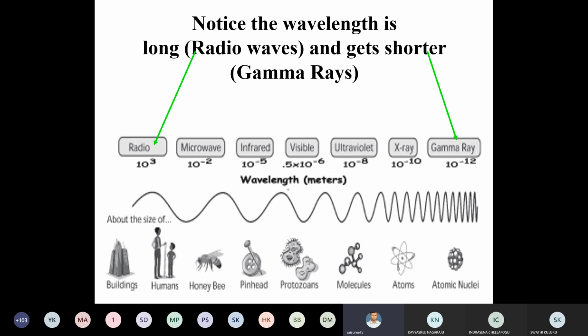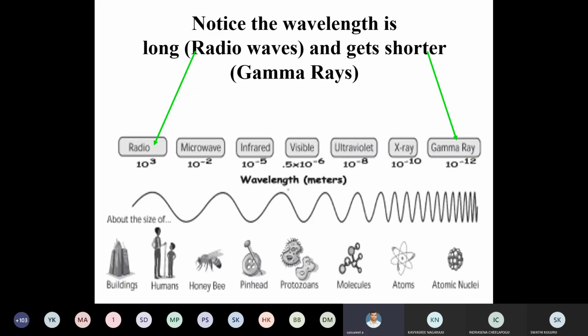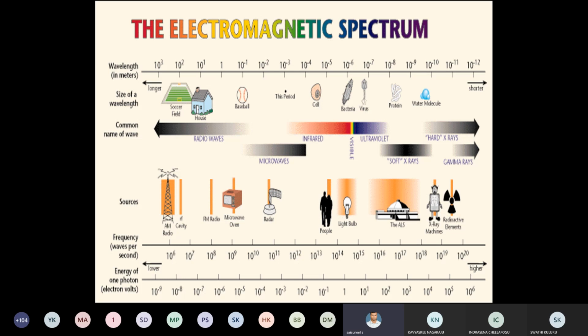The radio wave starts first. Here we have to notice the wavelength: 10 power 3 for radio waves, next microwave is 10 power minus 2, infrared is 10 power minus 5, and like this up to gamma, which is 10 power minus 12. The frequency goes from 10 power 3 up to 10 power 12 and beyond. As frequency increases, the wavelength automatically decreases. That is the lambda equals C by F formula. This is the final electromagnetic spectrum.